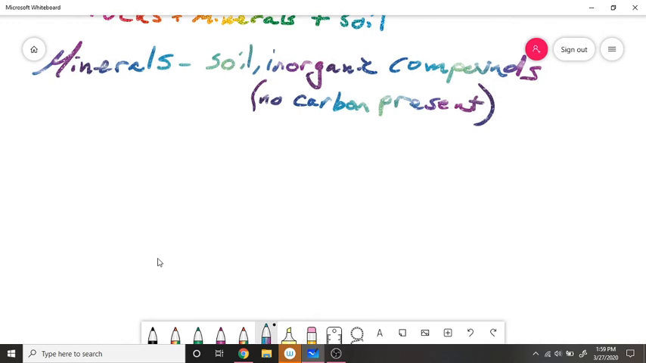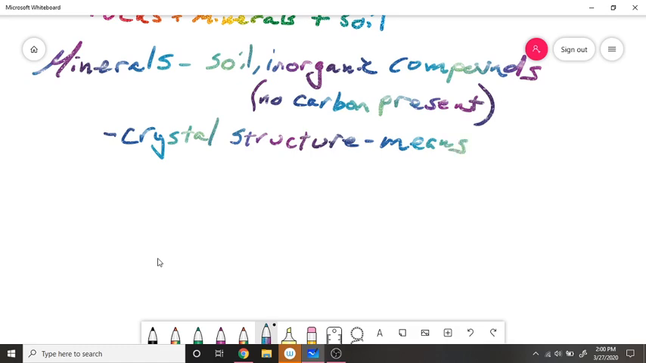They have a crystalline structure, which means that they are very organized, and they have a repeating shape.